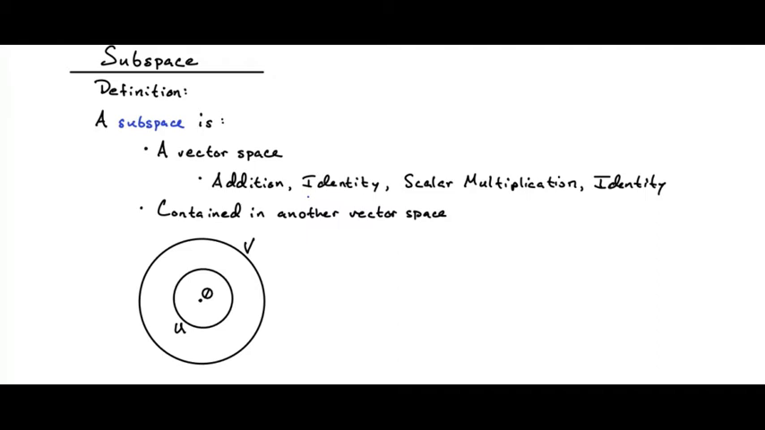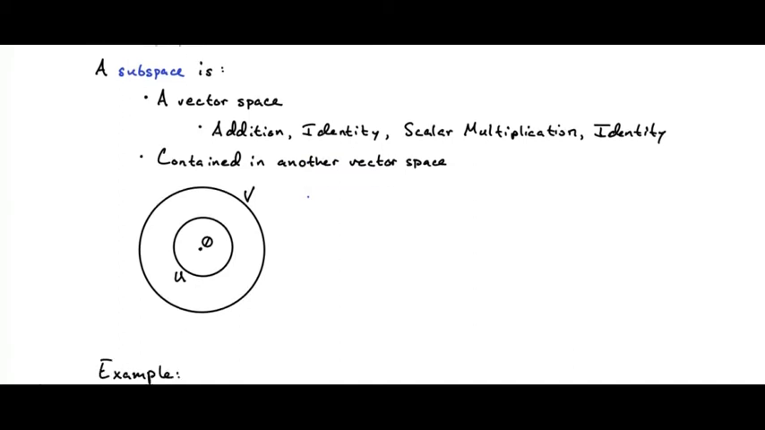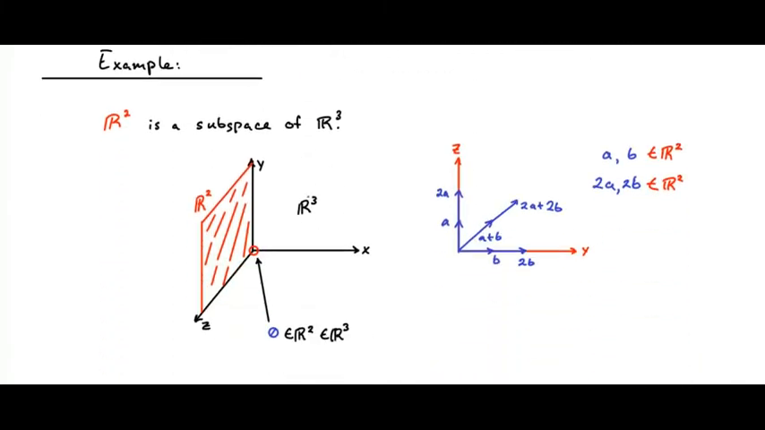The vector space V in this diagram here contains the subspace, which is also a vector space, U, which also contains the zero element. We note that the zero element is contained in both vector spaces as it's necessary for an additive identity element. So in this example, we say that R2 is a subspace of R3.